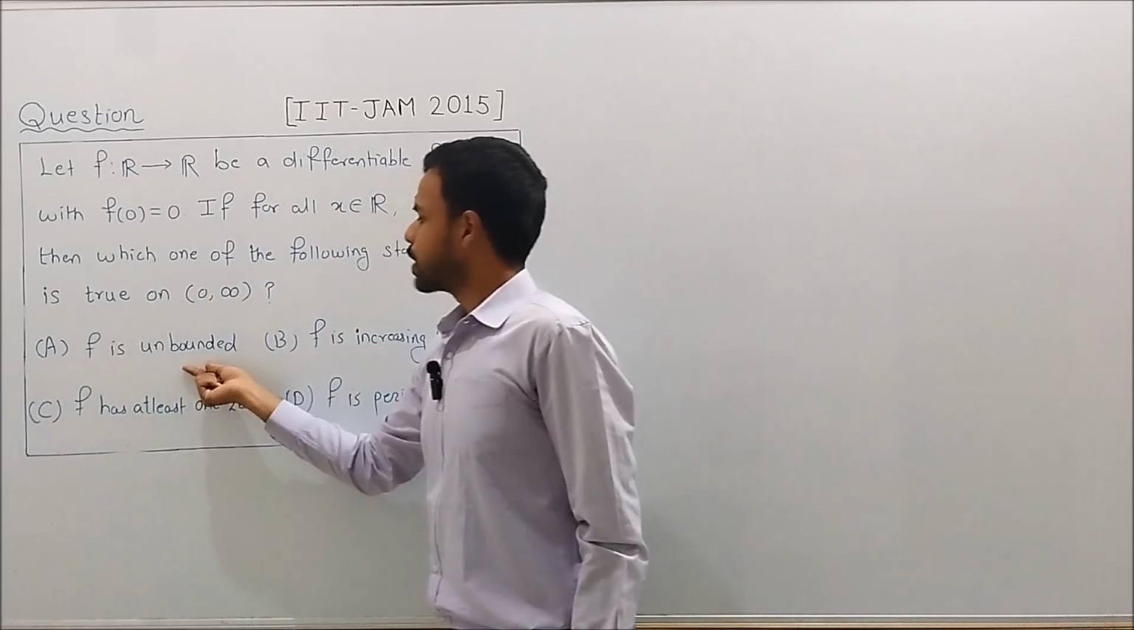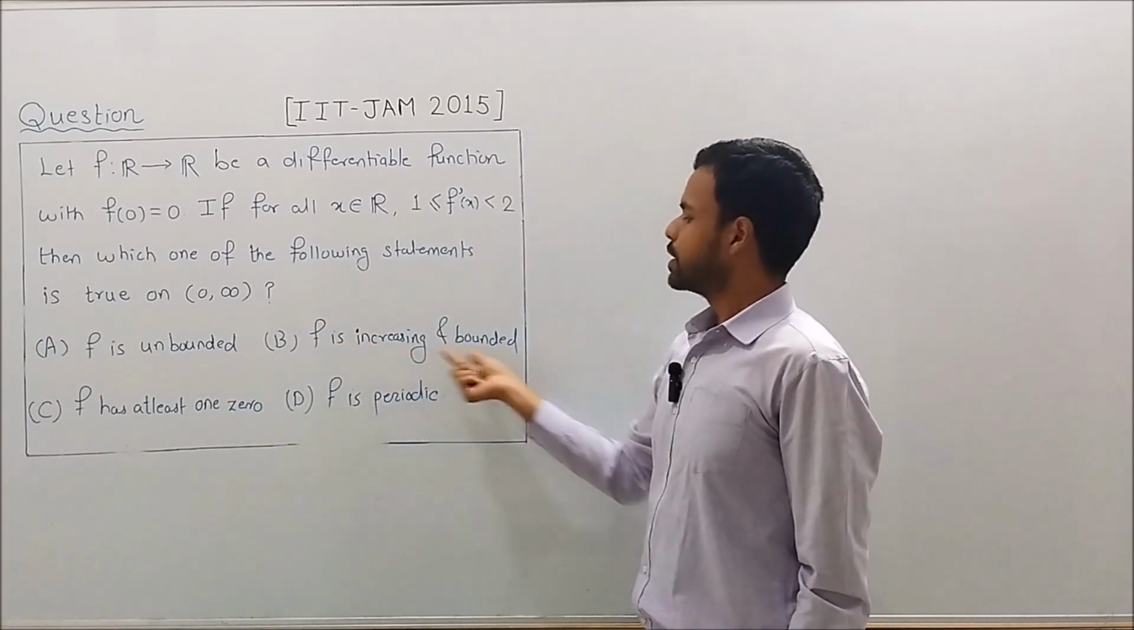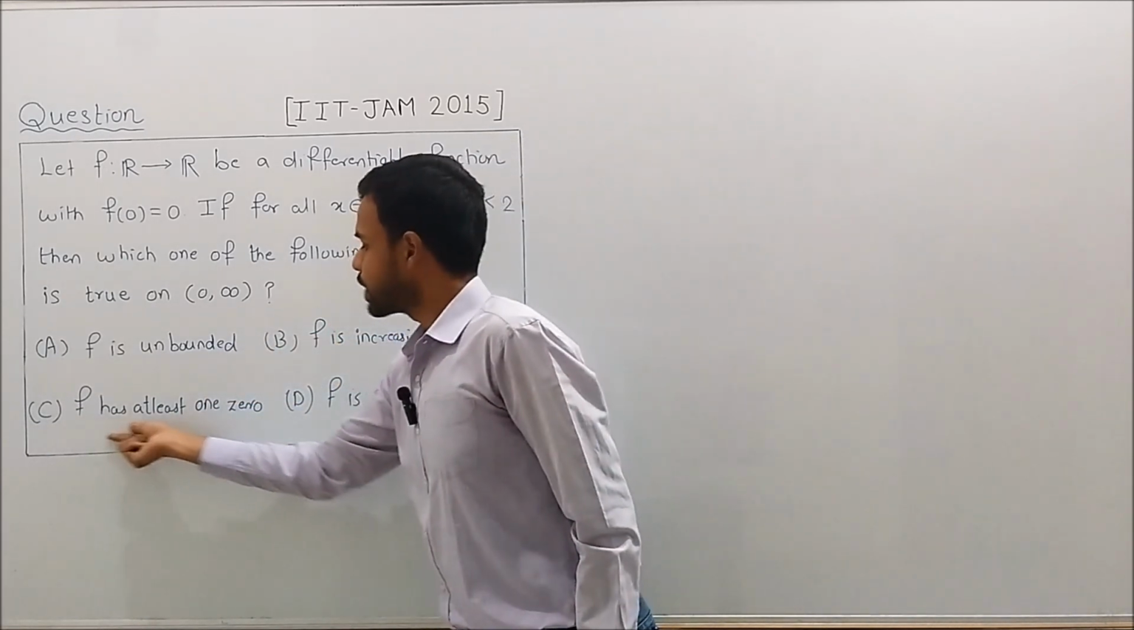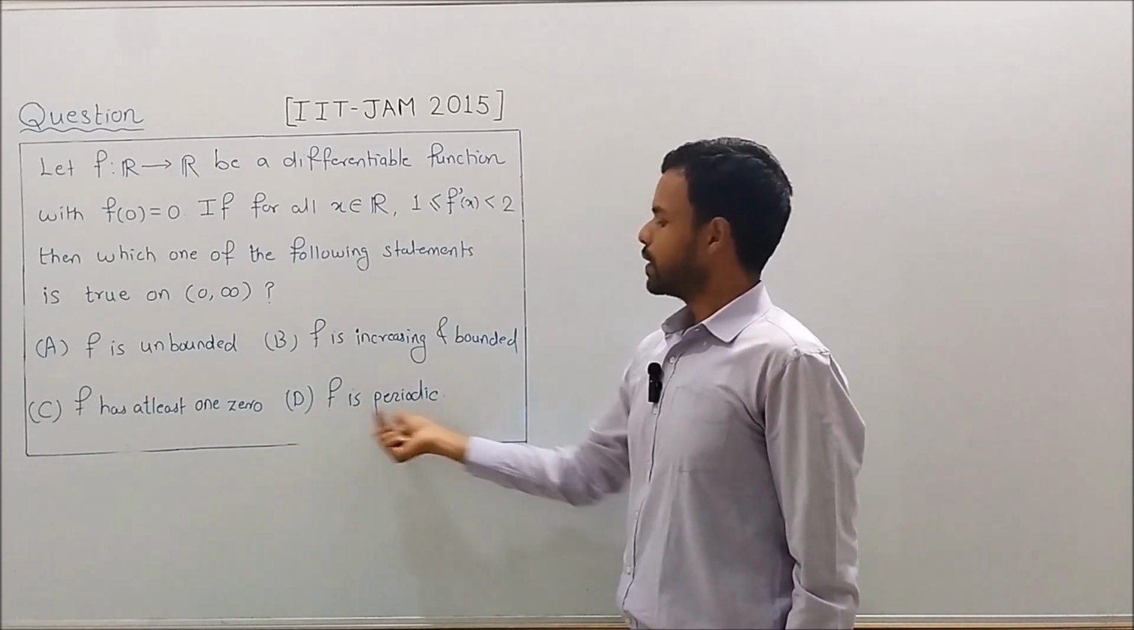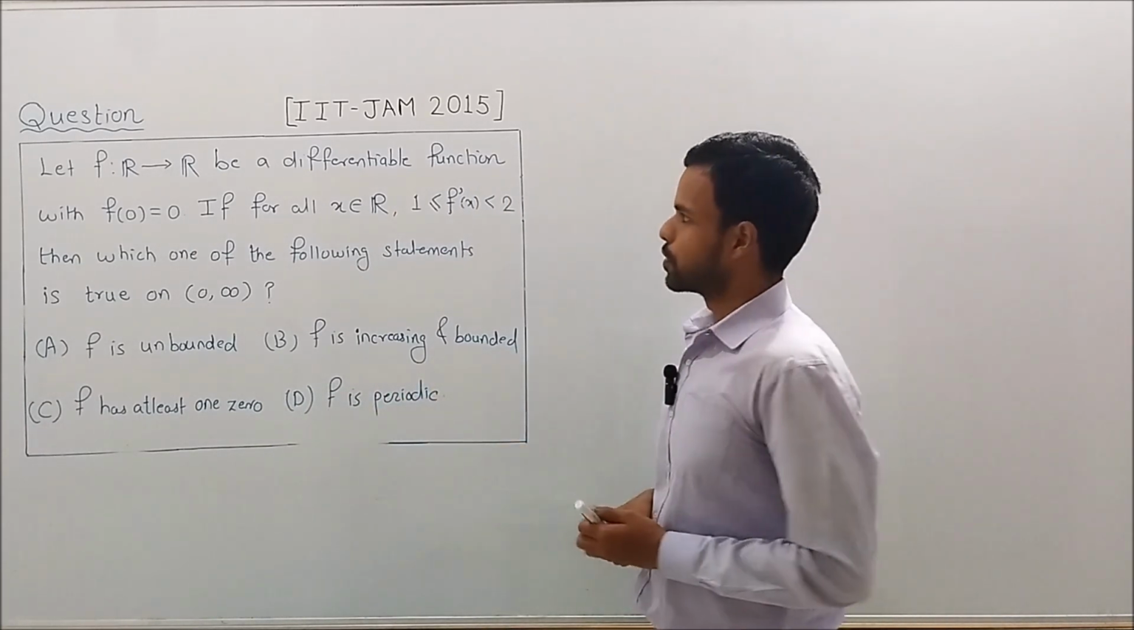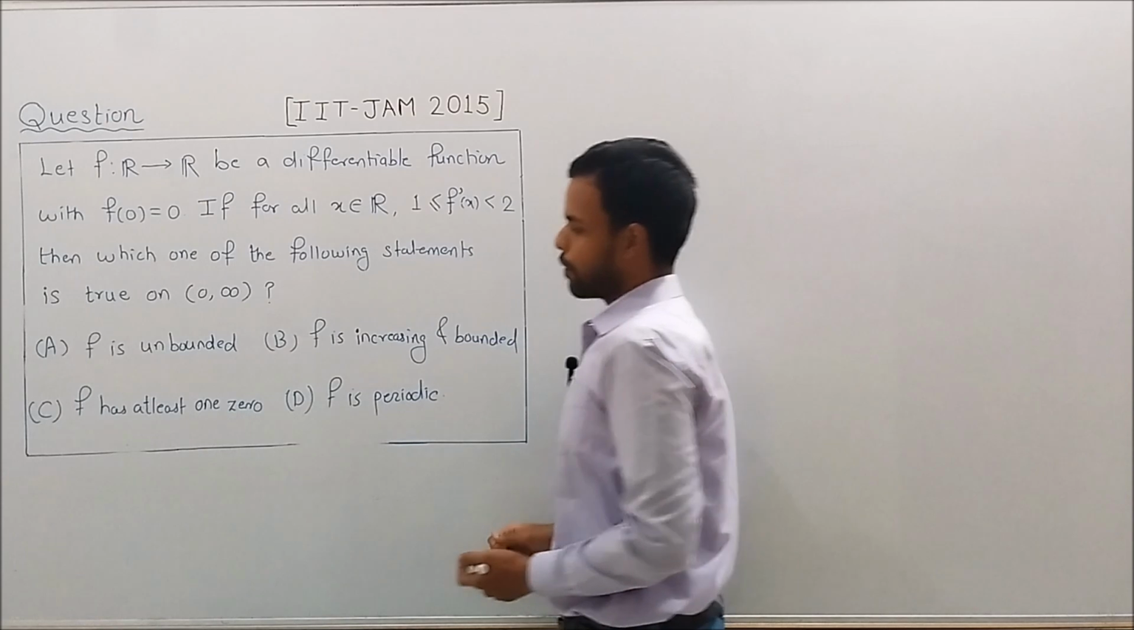Options are: A, f is unbounded; option B, f is increasing and bounded; option C, f has at least one zero; and option D, f is periodic. So let's begin the solution. We will use the given information.